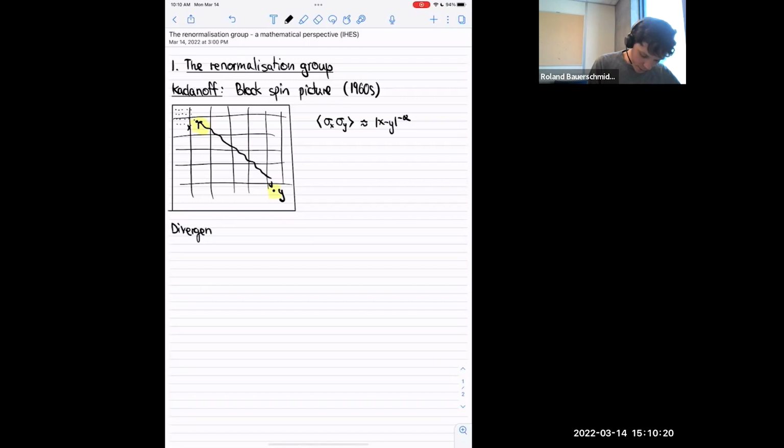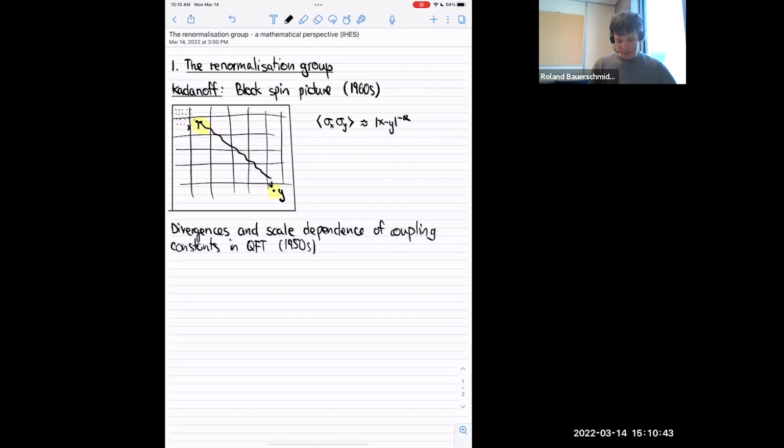Let me just record divergencies and scale dependence of coupling constants in quantum field theory. And I think the appropriate list of years to cite here would be the 50s. And it turns out that these two problems have the same root, or they can be regarded as two different aspects of basically the same question.